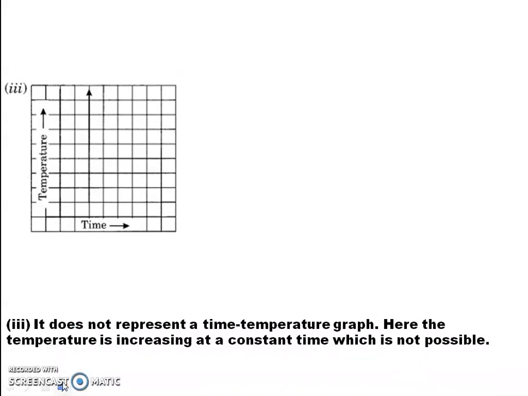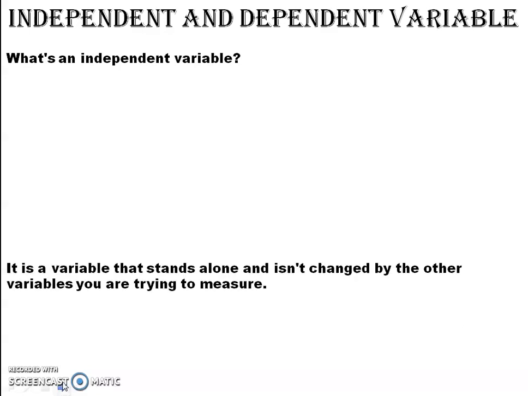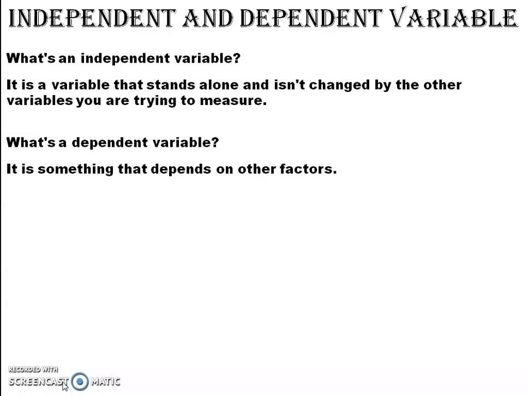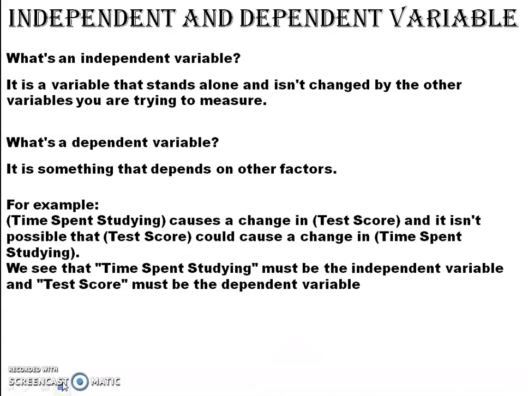Now next, what you have to learn is independent and dependent variables. What is an independent variable? Okay, let's see the answer. It is a variable that stands alone and isn't changed by the other variables you are trying to measure. I'll give you the example, then I'll come back to the explanation. What is a dependent variable? It is something that depends on other factors. Now just see the example which I am giving you. That will be very easy for you to understand.